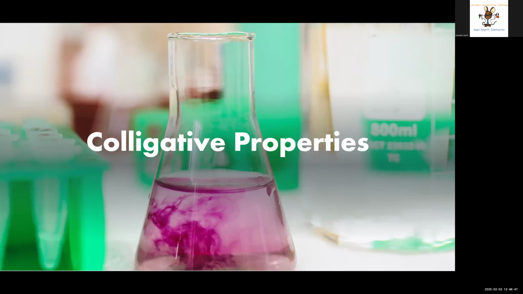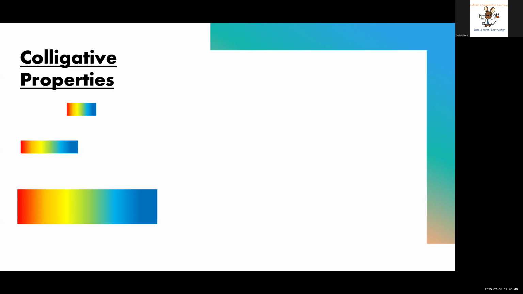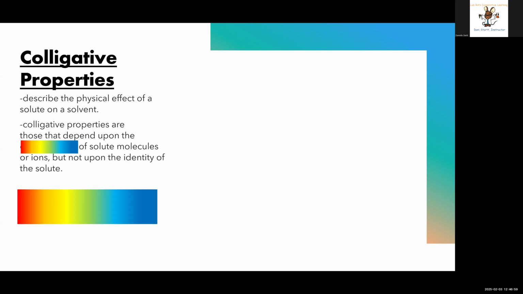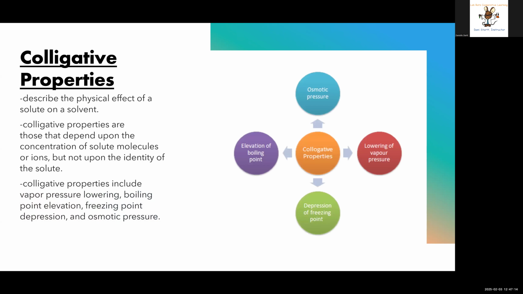All right, let's talk about colligative properties. Colligative properties describe the physical effect of a solute on a solvent. Colligative properties are those that depend upon the concentration of the solute molecules or ions, but not upon the identity of the solute. Colligative properties include vapor pressure lowering, boiling point elevation, freezing point depression, and osmotic pressure.